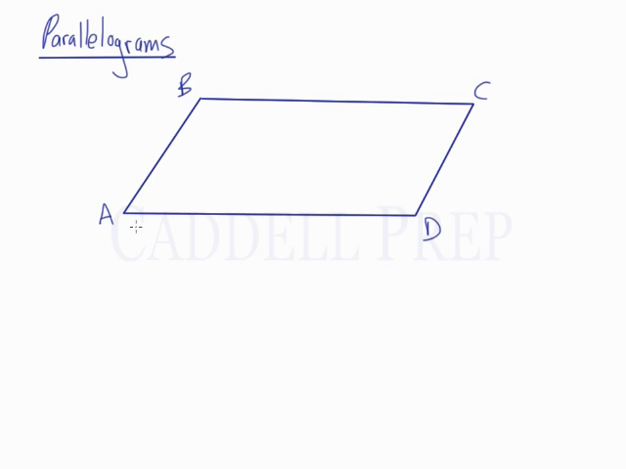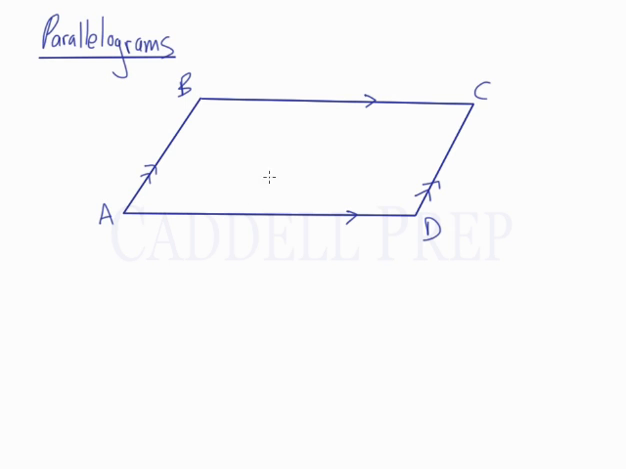Alright, let's go over parallelograms. Here I have a drawn parallelogram ABCD. It's called a parallelogram because it has two pairs of parallel sides. So this side BC is parallel to AD, and this side AB is parallel to this side CD.